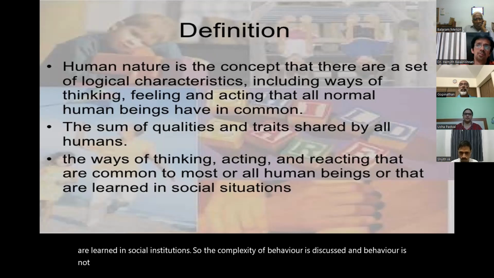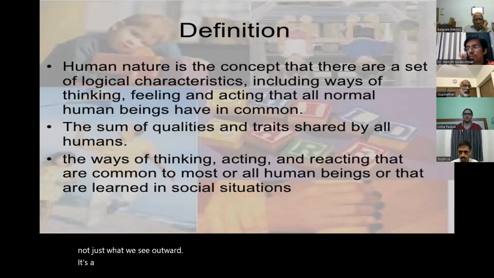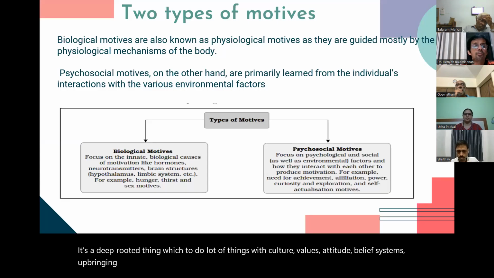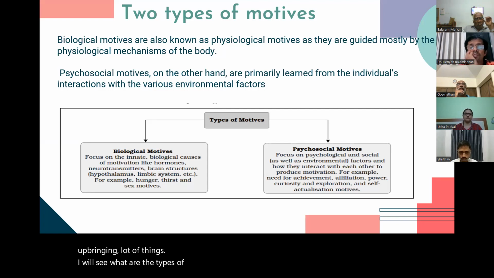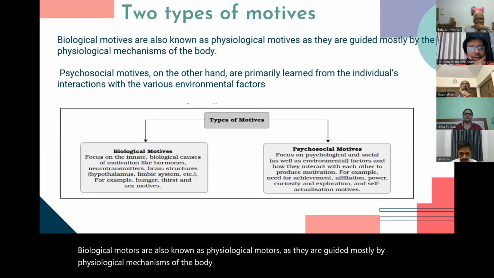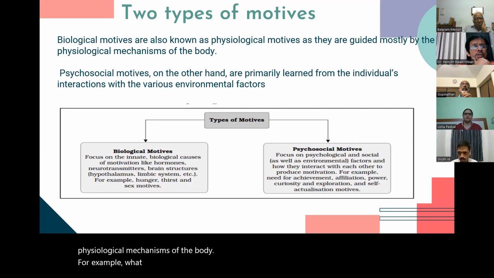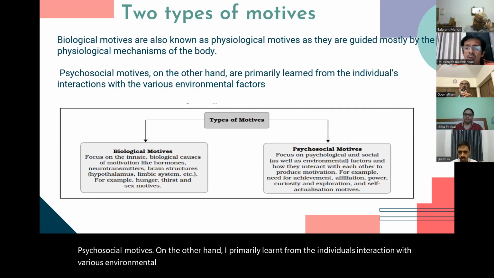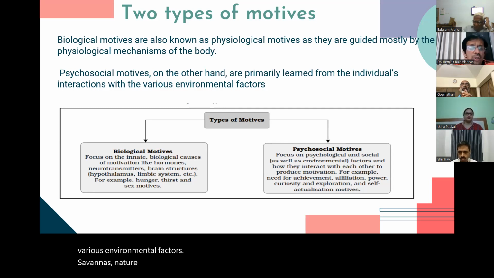Behavior is not just what we see outward. It's a deep rooted thing which has to do a lot of things with culture, values, attitude, belief systems, upbringing, a lot of things. We'll see what are the types of motives. Biological motives are also known as physiological motives as they are guided mostly by physiological mechanisms of the body. For example, whatever physiological movements are there. Psychosocial motives, on the other hand, are primarily learned from the individual's interaction with various environmental factors. So one is nature, other one is nurture.